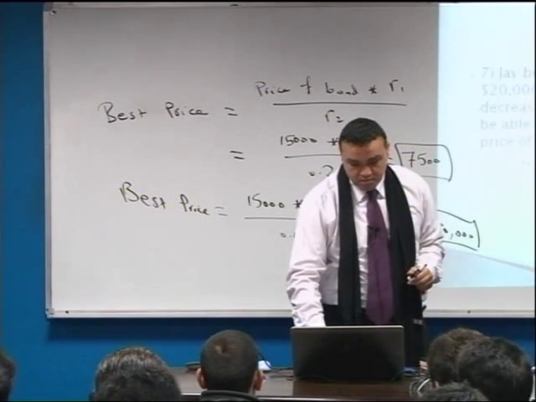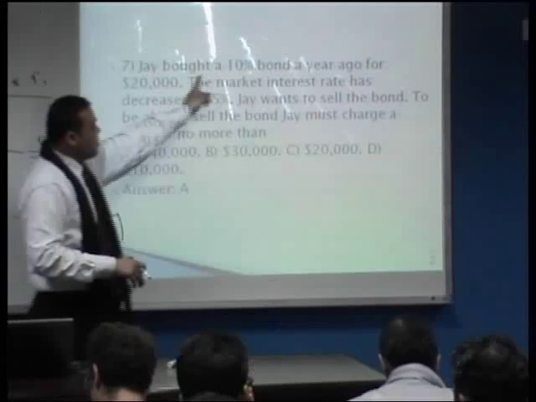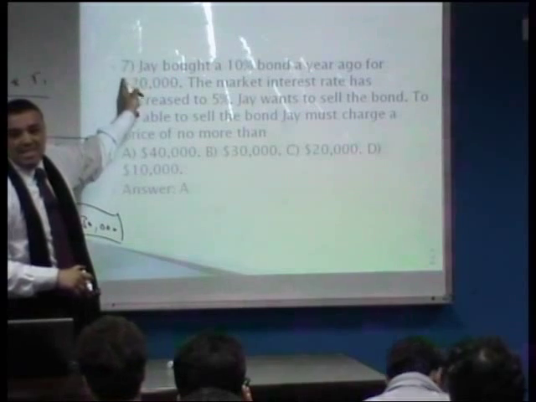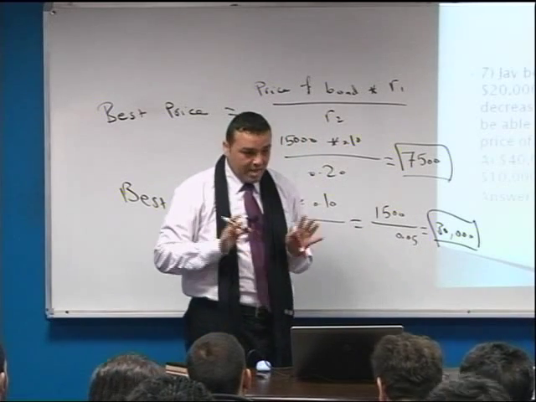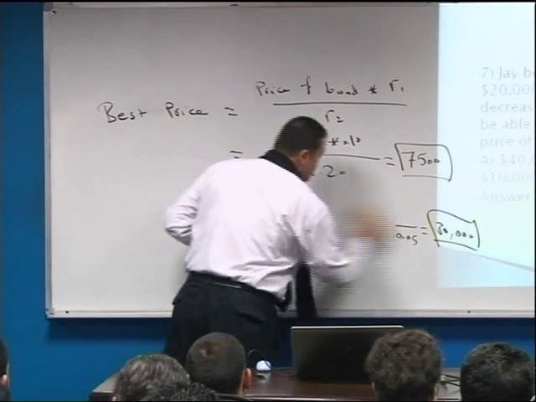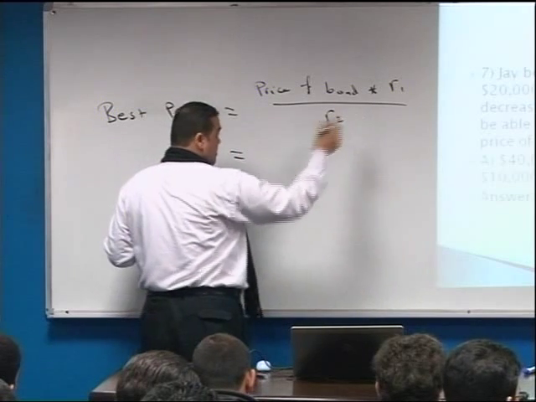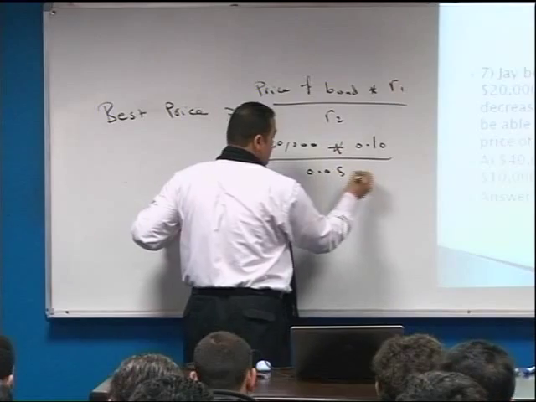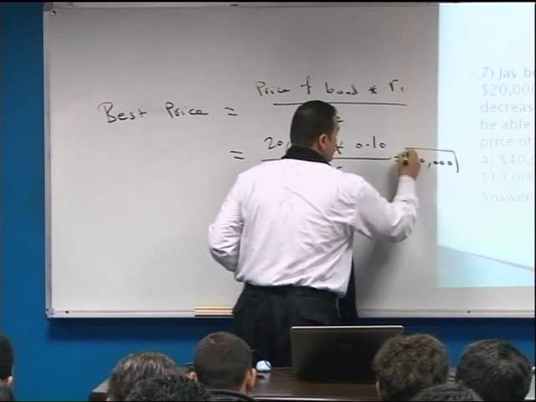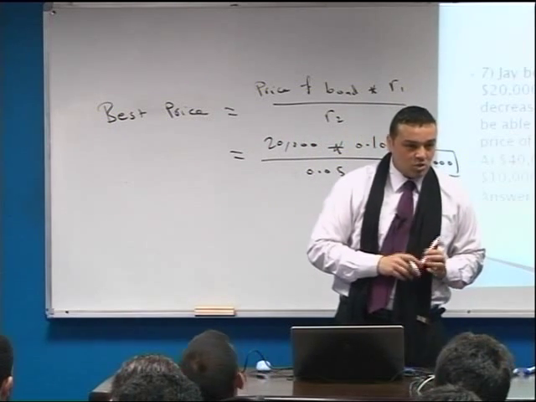Okay, let's go to J put a 10%. This is the same question we solved, except now we have a decrease in the interest rate. As you see, J put a 10% bond a year ago for $20,000, right? The market interest rate has decreased to 5%. How much can he sell his bond for? The best price is $20,000 times 0.1 over 5%, which is $40,000. This question came in the final exam last time, in the multiple choice.